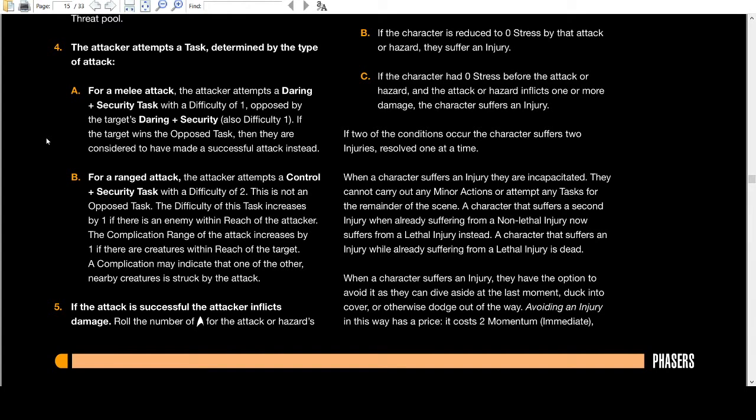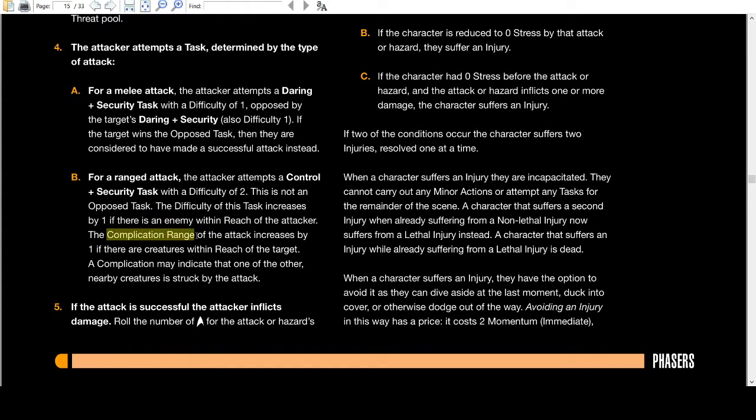So the base difficulty for a range attack is 2, and it's increased by 1 if there's an enemy within reach, which I believe is mentioned earlier in the conflicts chapter, what happens when there's a character within reach. So having someone within reach definitely is a disadvantage when it comes to range attacks.